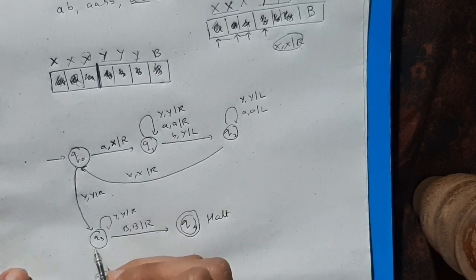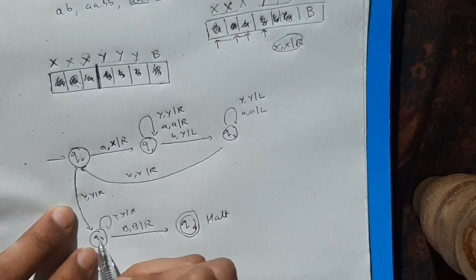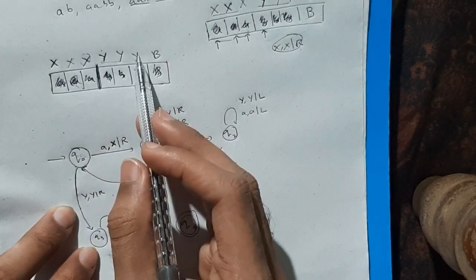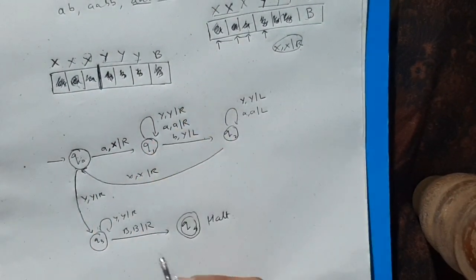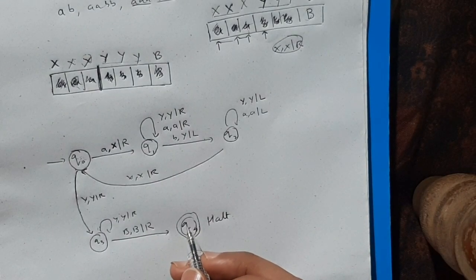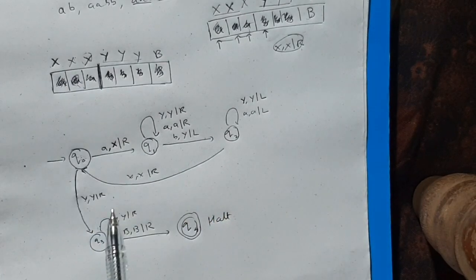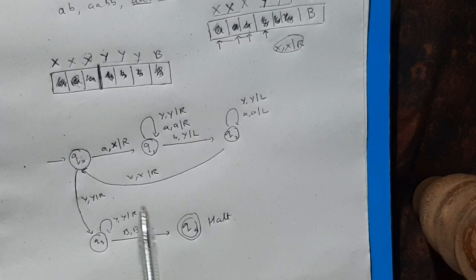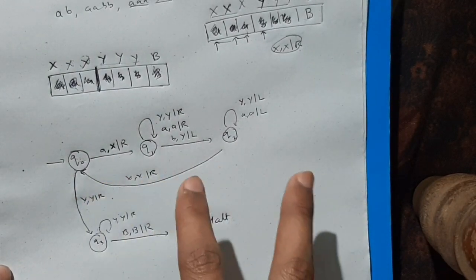So that's what I explained here. If I find y here, what will happen? I'll come to this state, q3, and whenever I find y's here, I'll just self loop it, and whenever I find b, I'll write b on it and move to the right, and then I'll reach the halt state. This is how you make the transition diagram for this question, and after that you have to make the instantaneous descriptor. We'll look at this diagram and write the instantaneous descriptor.